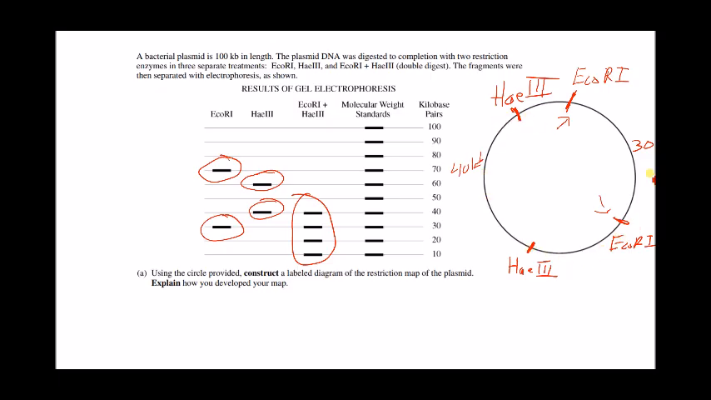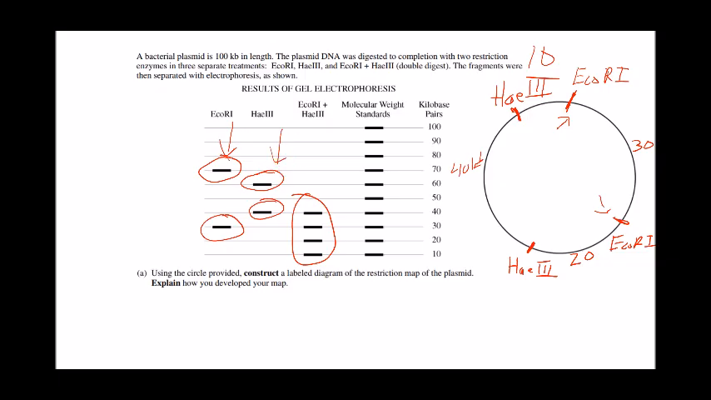This whole piece was 60. So let's say that this right here is now 10. And let's say that this piece right here is 20. And let's see if that adds up to be 100. So 20 plus 30, 50, plus 10, 60, plus 40. So that's 100.